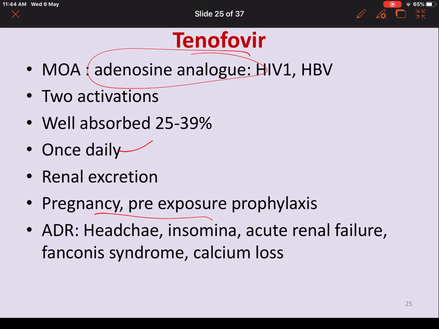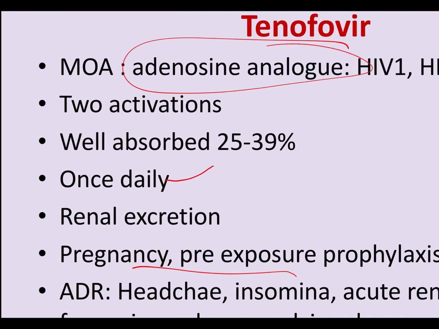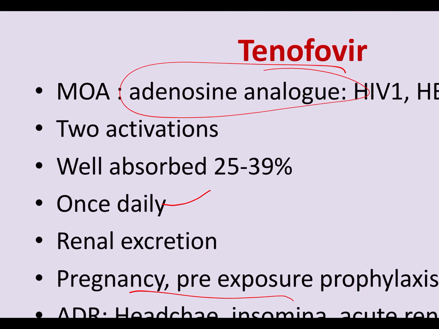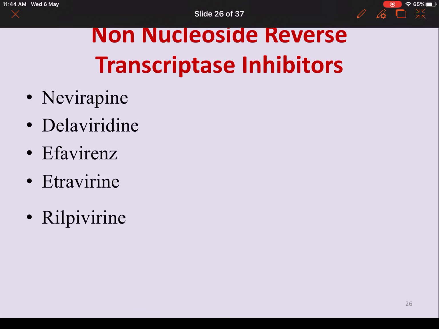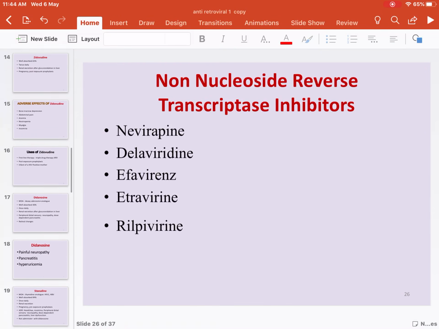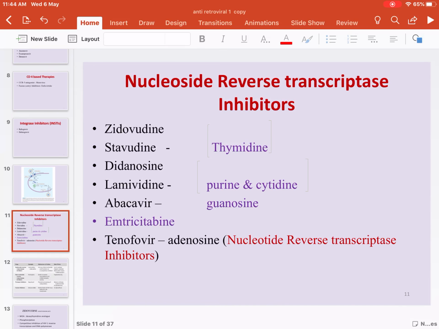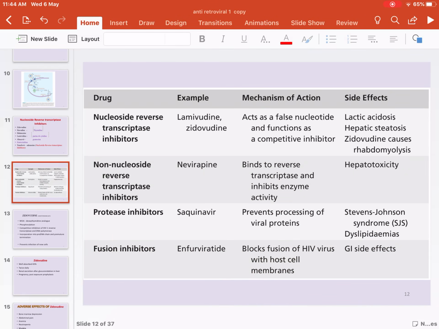It's a nucleotide analog. So we just now learnt about nucleotide analogs. Let's try to learn about the other groups. So now we learnt about nucleoside reverse transcriptase inhibitors: zidovudine, stavudine, didanosine, lamivudine, abacavir, emtricitabine and tenofovir. How do these function? These function as false nucleotides and also as competitive inhibitors.